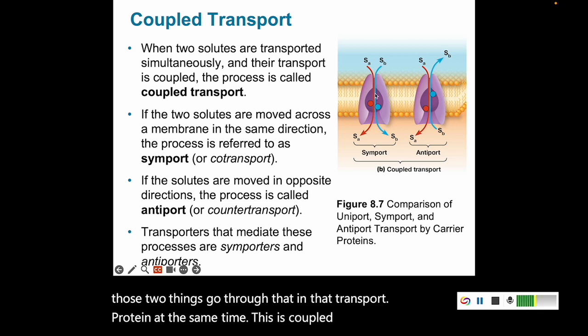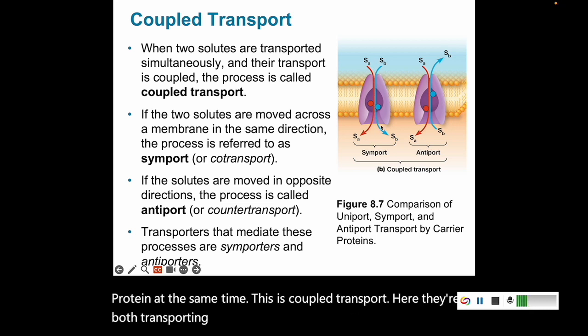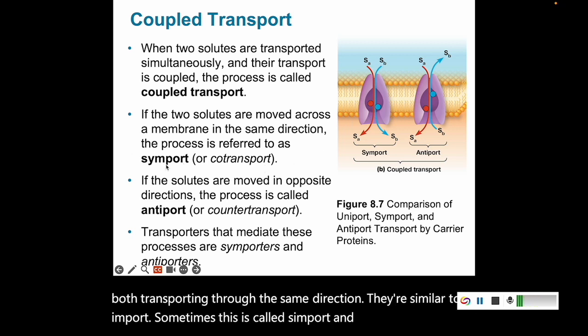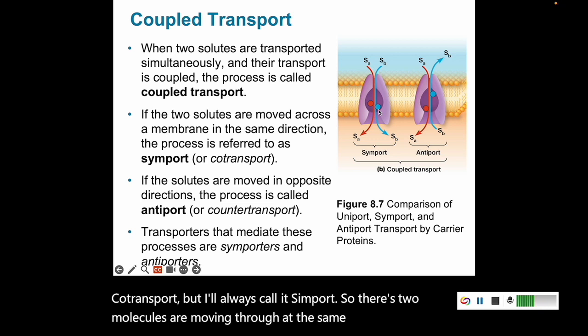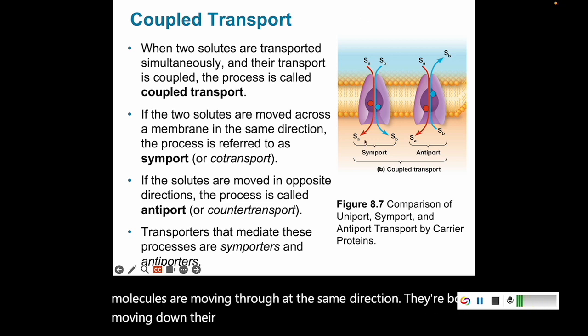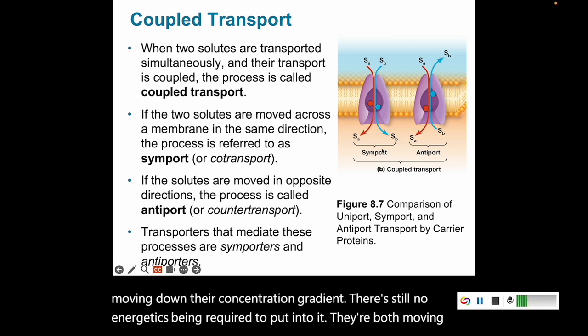Here they're both transporting in the same direction. They're similar, so it's symport. Sometimes this is called symport and sometimes co-transport, but I'll always call it symport. So those two molecules are moving through in the same direction. They're both moving down their concentration gradient. There's still no energetics being required to put into it.